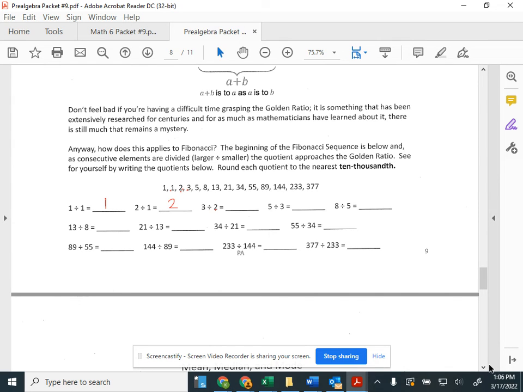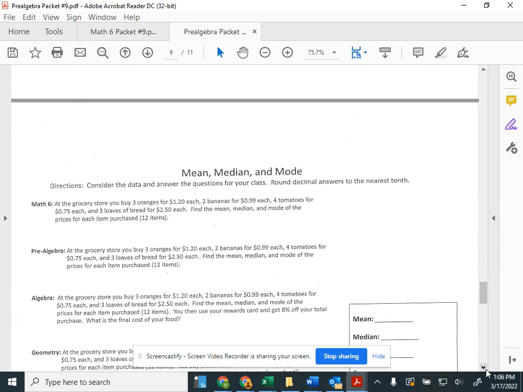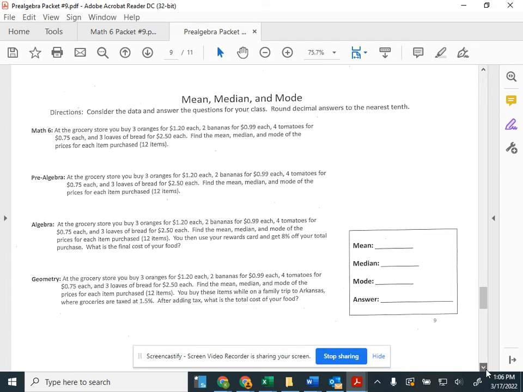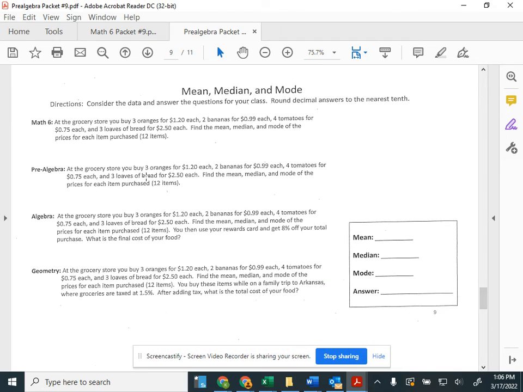Next page. Mean, median, and mode. So you're at the store and you buy 3 oranges for $1.20 each, 2 bananas for 99 cents each, 4 tomatoes for 75 cents each, 3 loaves of bread for $2.50 each. Find the mean, median, and mode of the prices for each item purchased.